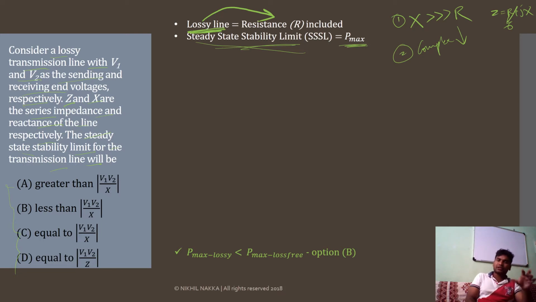Under what conditions you define steady state stability, we will discuss in some other lectures. But for now, you have to remember steady state stability limit is equal to the P max that can be transferred. So this is the generalized expression for maximum power that can be transferred through a transmission link. V1 V2 by B. You know, a transmission line is defined by its A, B, C, D parameters. So V1 V2 by B.